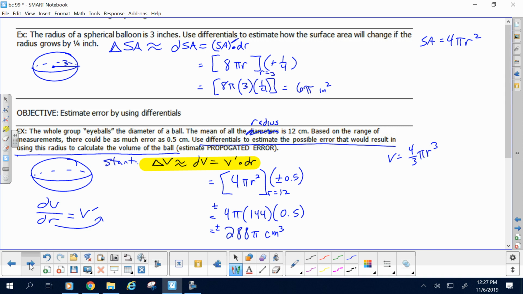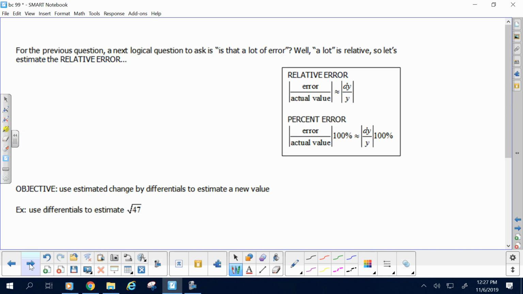Thank you for asking. Okay, now, all right, so we estimated a sphere, and we got 288 pi cubic centimeters. Now, the logical question, at least if you're a logical person, would be, is that a lot? Well, it kind of depends. If you were measuring a pea, and you were off 288 pi cubic centimeters, is that a lot of error? Yeah, but if you're measuring the sun, and you were off 288 pi cubic centimeters, is that a lot of error? That's nothing, okay?